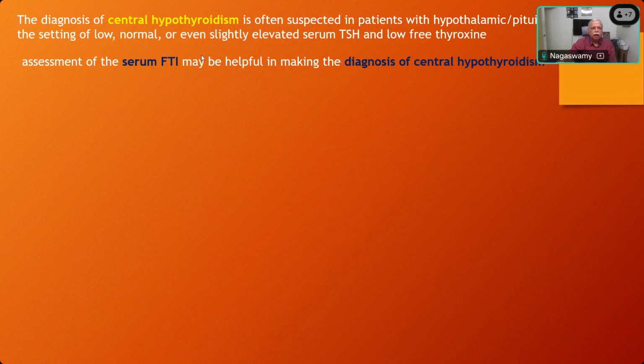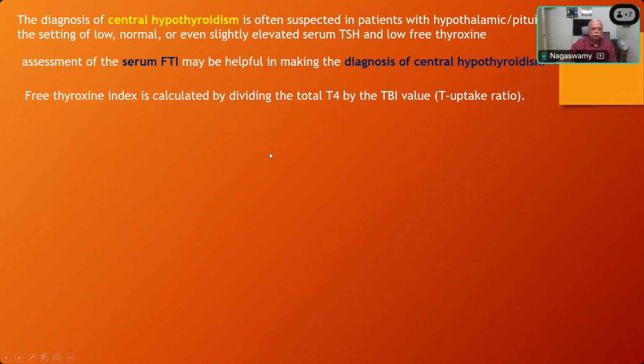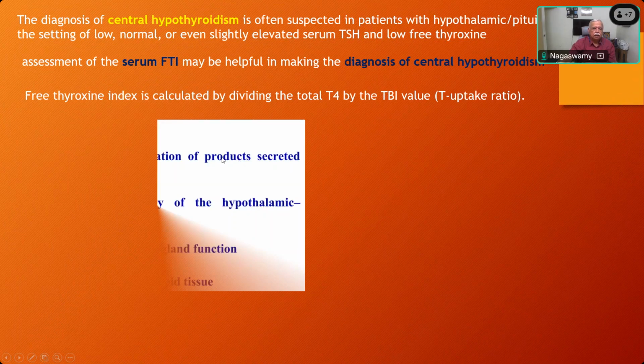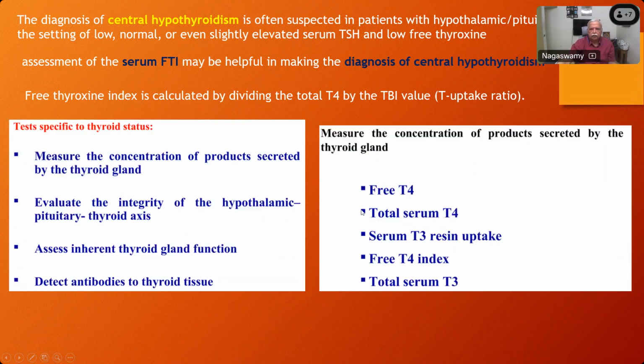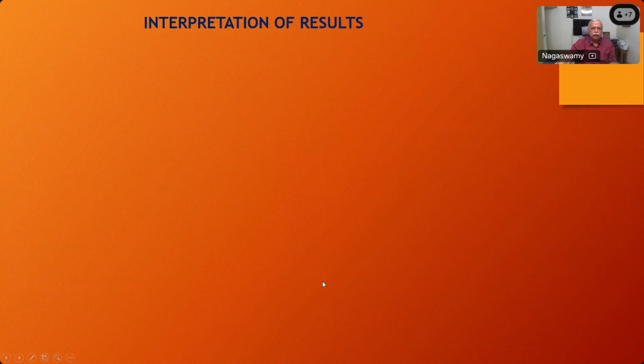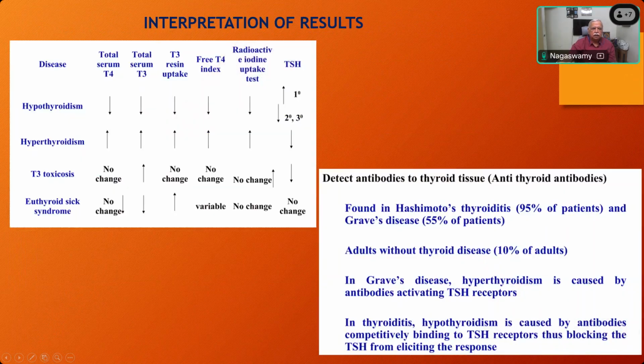And hypothyroidism, there is a condition called central hypothyroidism, which is often suspected in patients with hypothalamic or pituitary pathology. And the free thyroxine index is the diagnostic test which helps to identify the central hypothyroidism. It can be calculated using this, and these are the concentrations to be measured to find out hypothyroid state. Interpretation of the results, already we have seen that.